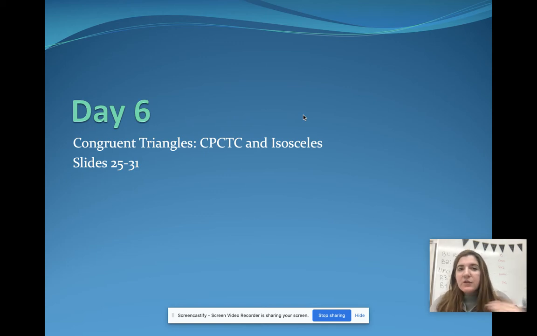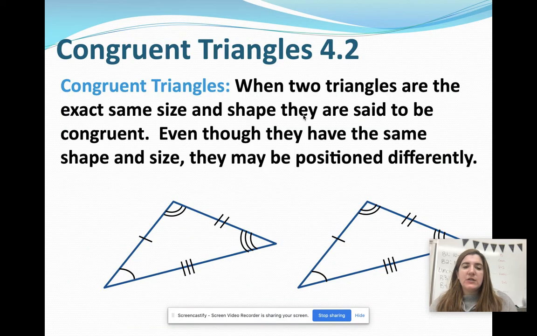There's definitely more to come, and this isn't meant to be a complete explanation. Just to get started here, remember you can follow along in your Day 6 notes packet, which has all of the blank slides in it for you. Let's talk about congruent triangles.